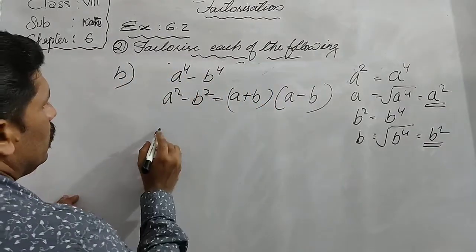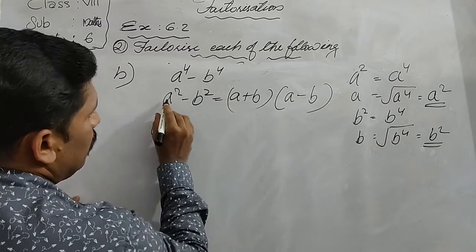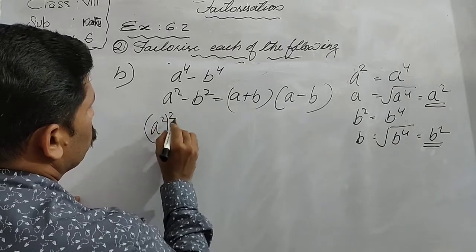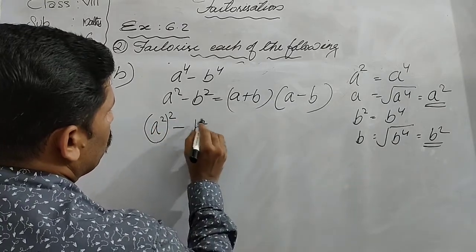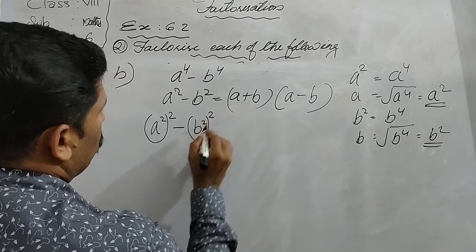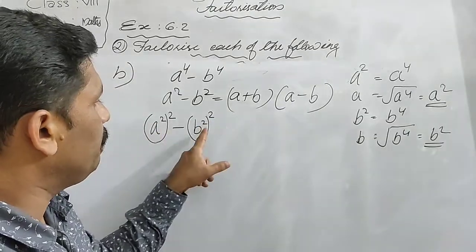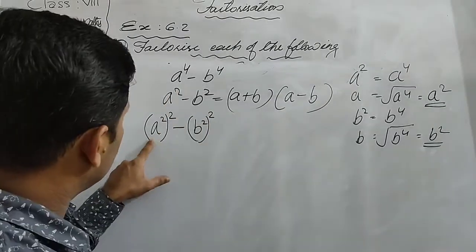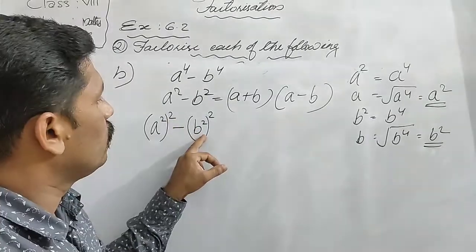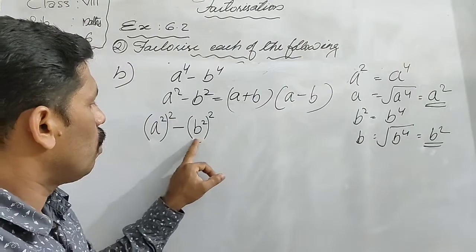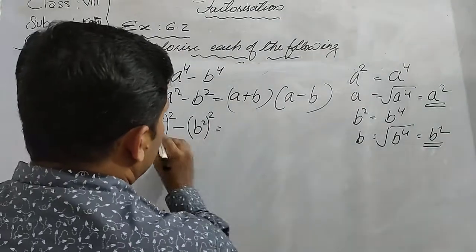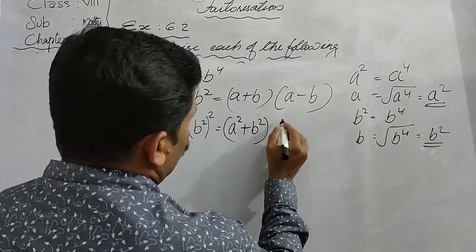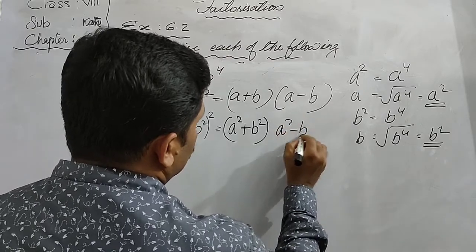So we use here a square. A means a square. Therefore a square means (a square) all square, minus b means b square. Therefore b square means (b square) all square. Means a means a square and b means b square, and a square means a power 2, and b square all square. (a square) all square and (b square) all square is equal to a + b. So a means a square plus b means b square, and a − b means a square minus b square.